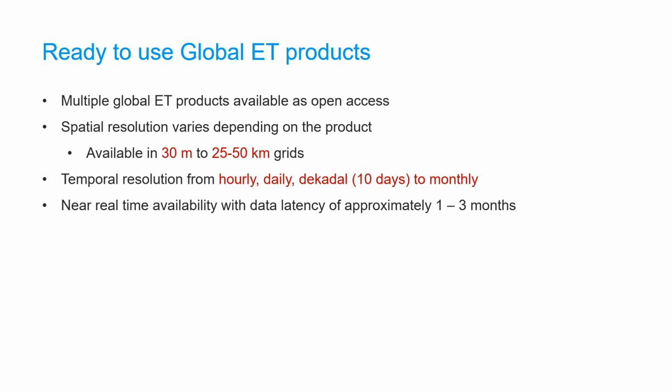Another important characteristic of these products is temporal resolution, and in this case, these datasets are available at a frequency of hourly, daily, decadal to monthly. Most of these products are near real-time, available with data latency of approximately 1 to 3 months. In this lecture, I will be focusing on those products which are updated regularly and near real-time.